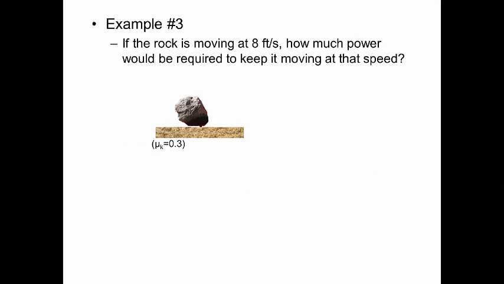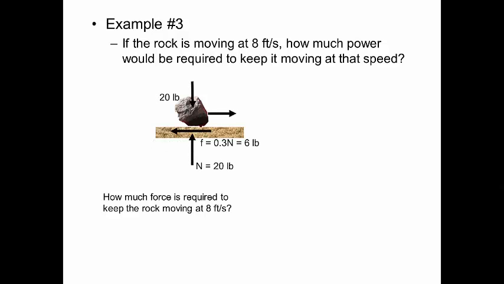What if the rock was moving at 8 feet per second? How much power would be required to keep it moving at that speed? Well, we want to know the force that's required to keep the rock moving at 8 feet per second. From the force, we could calculate what the power is. If we look at a free body diagram, knowing what our kinetic friction is, and knowing that the object is moving, then we would be able to figure out that the friction force is 0.3 times the normal force. If our normal force is 20 pounds, then our friction would be 6 pounds.